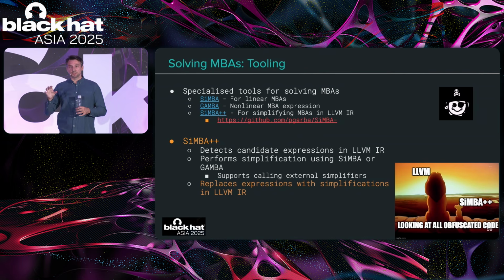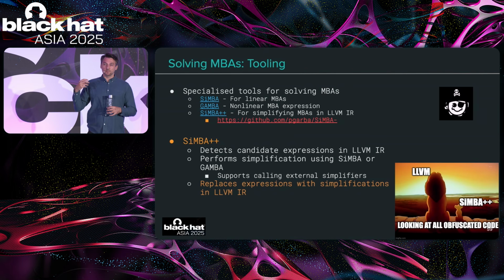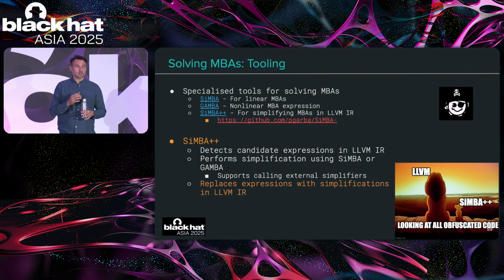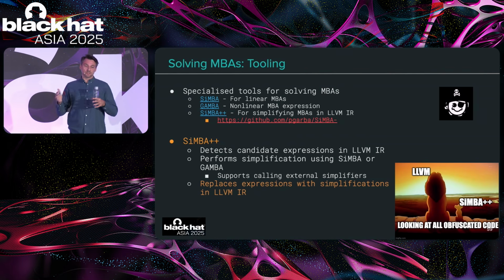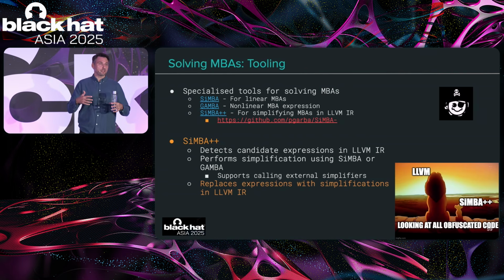So it identifies those expressions, tries to simplify them with one of the algorithms like Simba, Gamba, or you can use an external solver also for that. And then it tries to prove that the simplification is right by using SMT solvers. Once it's proven that the expression is right, it replaces the MBA with the simplification in the LLVM IR code, so we can de-obfuscate them.